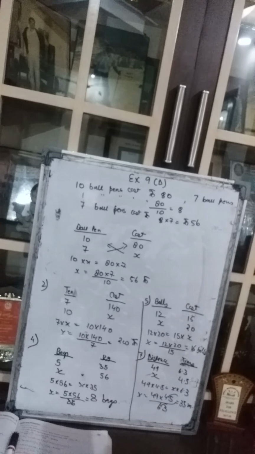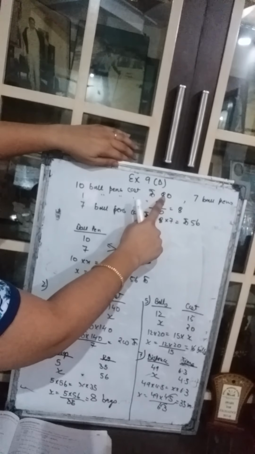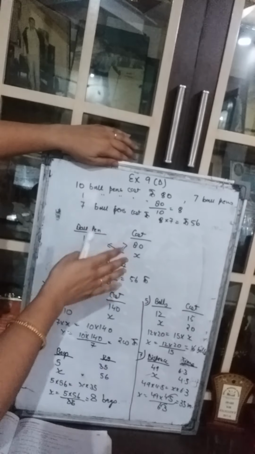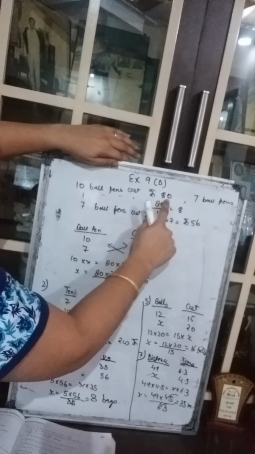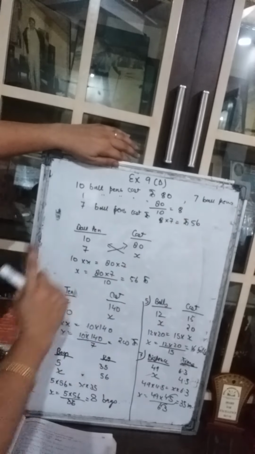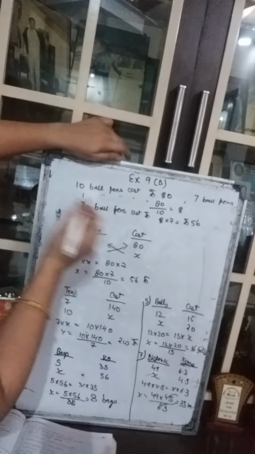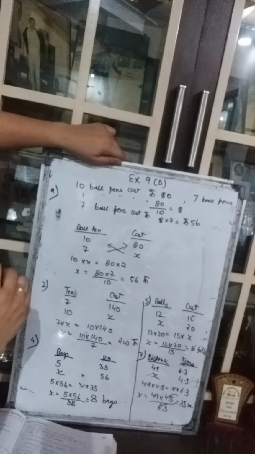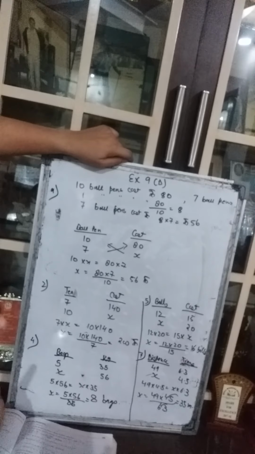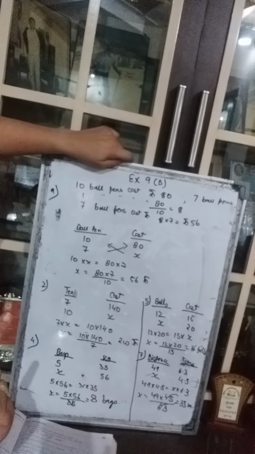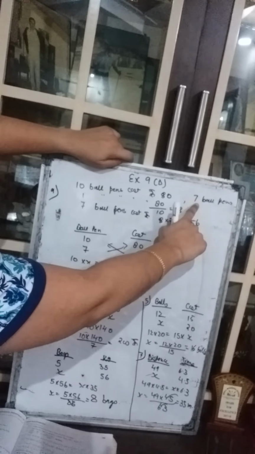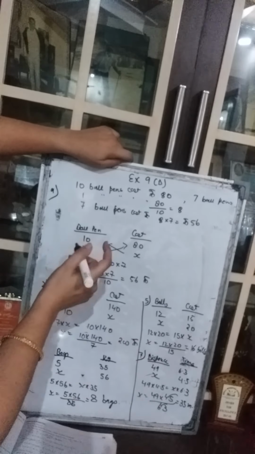Suppose the example is that 10 ball pens cost rupees 80. This is given to you. This is just an example, you don't have to copy this. 10 ball pens cost rupees 80. What is the cost of 7 ball pens? The first manner is the unitary method. In the unitary method, unit means 1. So we will first find the cost of 1 ball pen, and then we will find the cost of 7 ball pens. So let's do that.